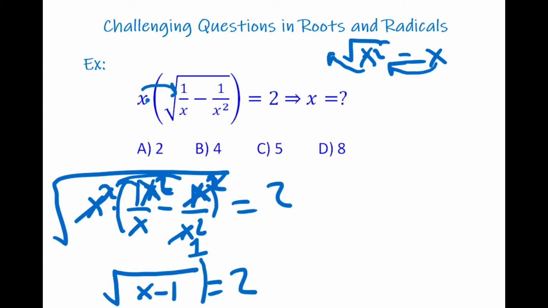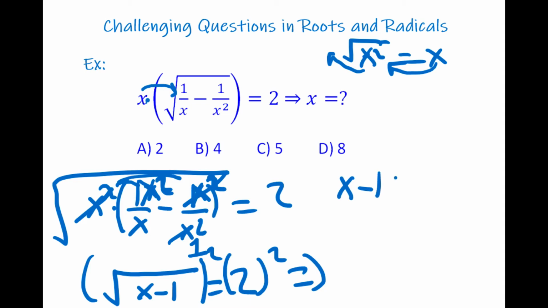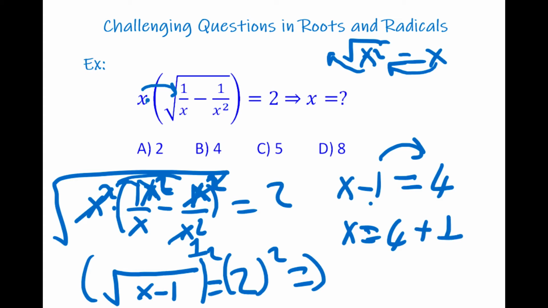And now if you take the square of both sides, guys, the root is gone on the left. So on the left we're going to have x minus 1, and on the right we're going to have 4, guys. And if you send this -1 to the right, it's going to be x is 4, and here it was -1, and now it's going to be +1. Just change its sign. So we're going to have x as 5, guys, which gives us the answer as C.